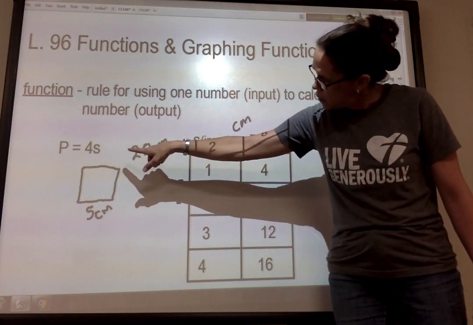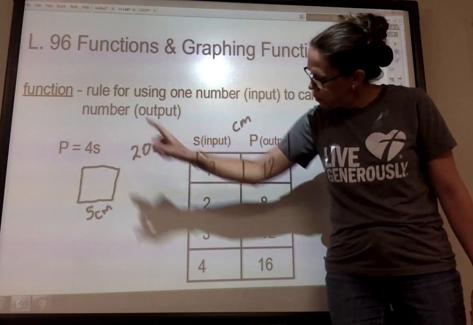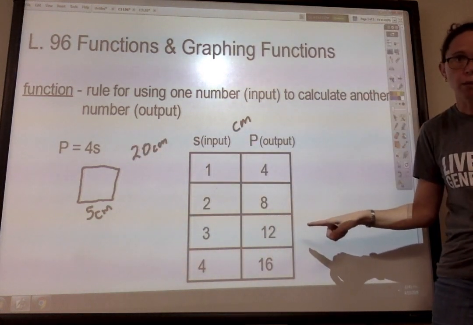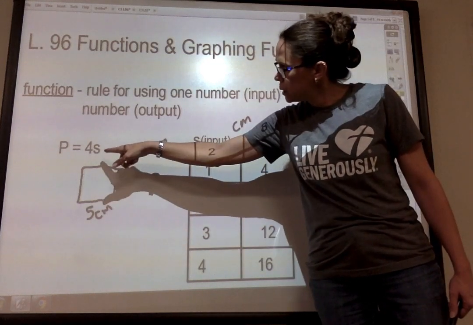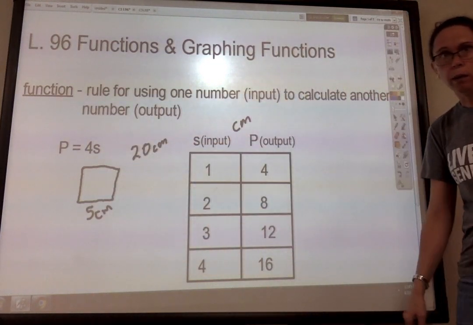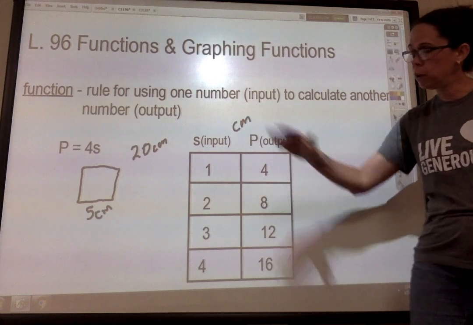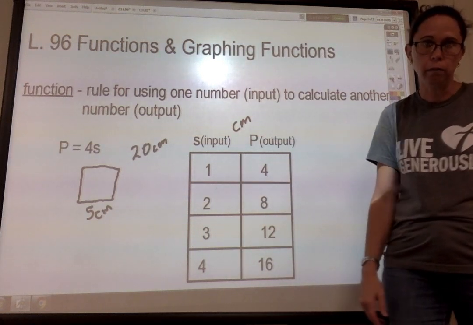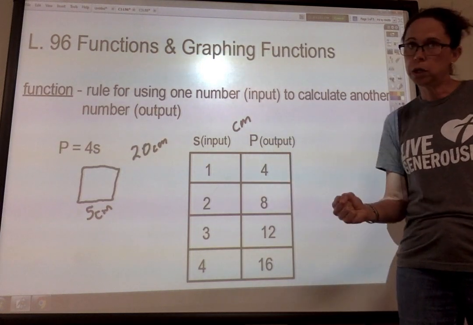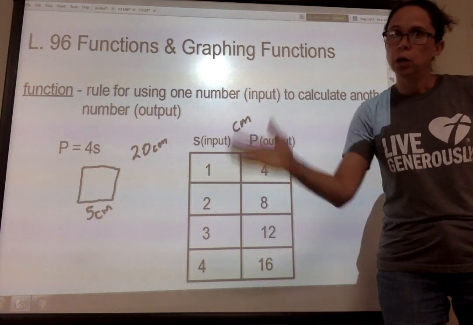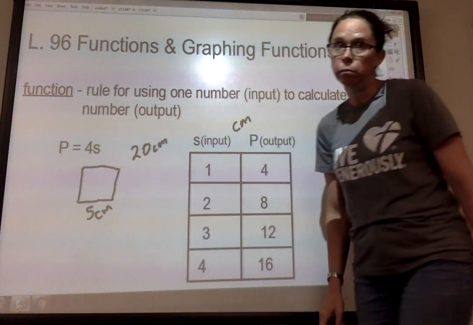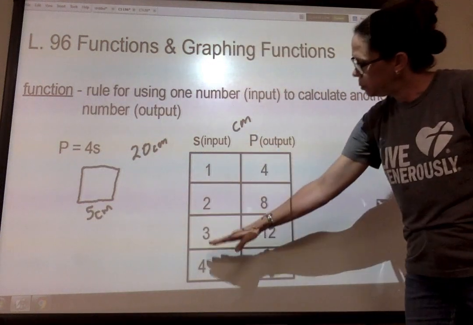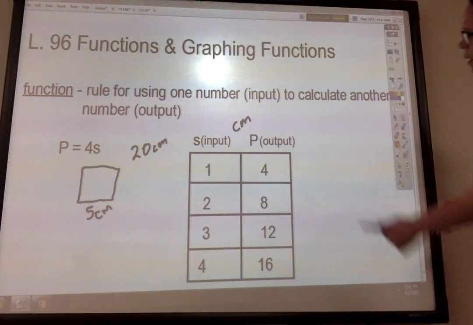3, if the sides measure 3, 3 times 4 is 12. 12 centimeters would be my perimeter. If the sides measure 4, 4 times 4 is 16. 16 centimeters would be my perimeter. Okay, so you guys have been doing functions, we just haven't called them that yet. So when you have a function, you have an input number, you go ahead and make your calculations to get your output number. Okay, so input, output.